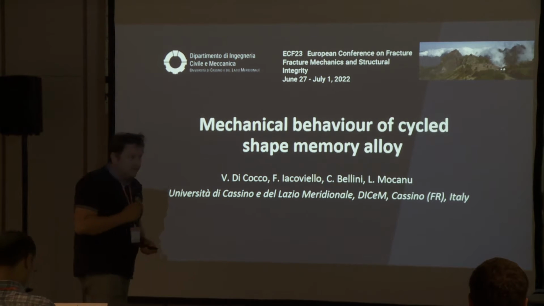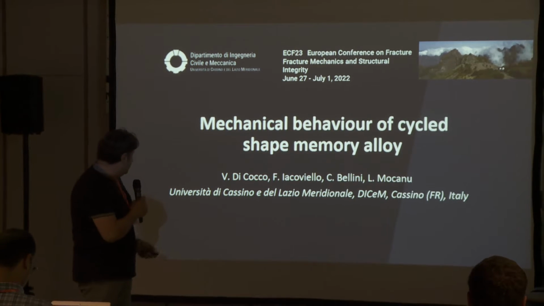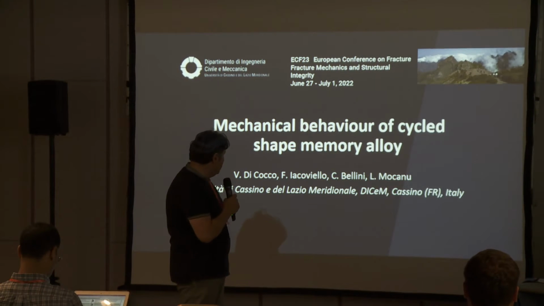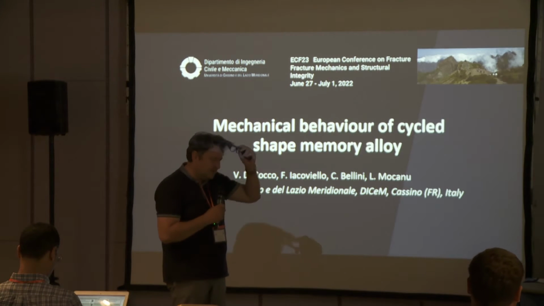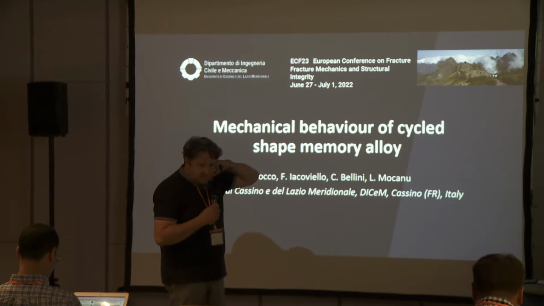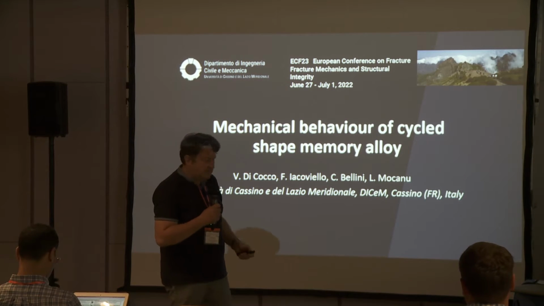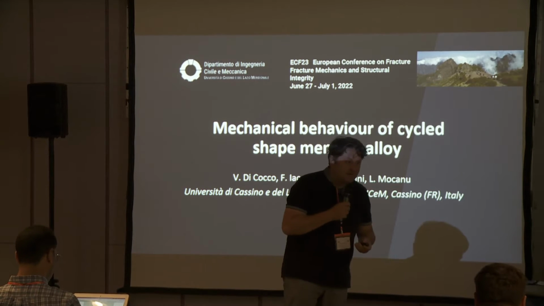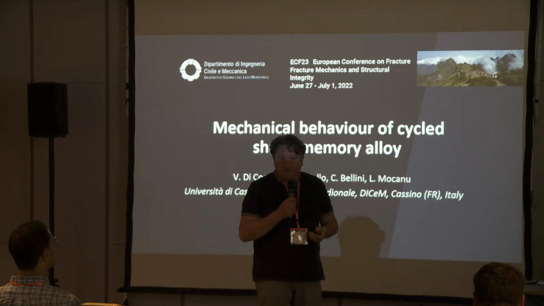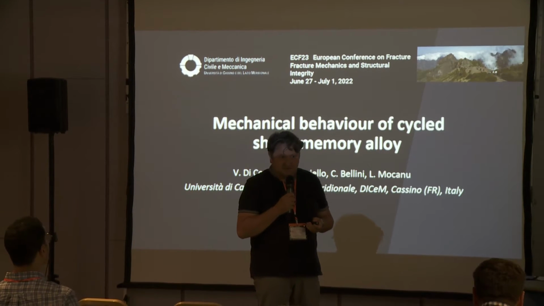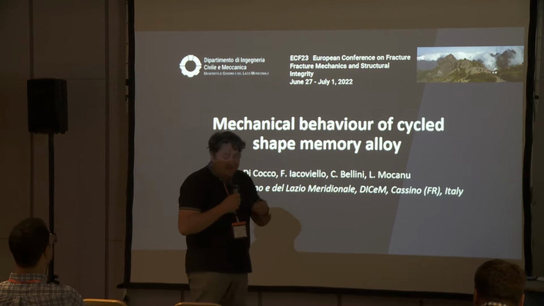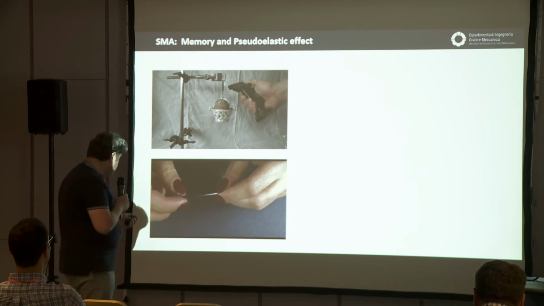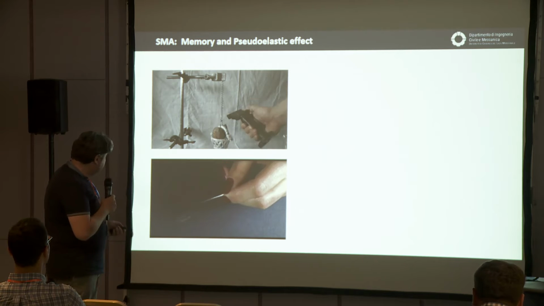And today I would like to talk about the latest results in our laboratory about shape memory alloys. Shape memory alloys are a wide class of materials characterized by the ability to recover the initial shape even after high values of deformation. And we can have two kinds of shape memory alloy.